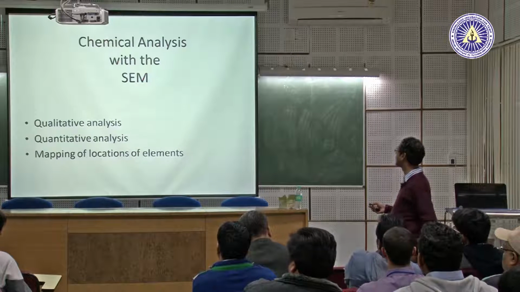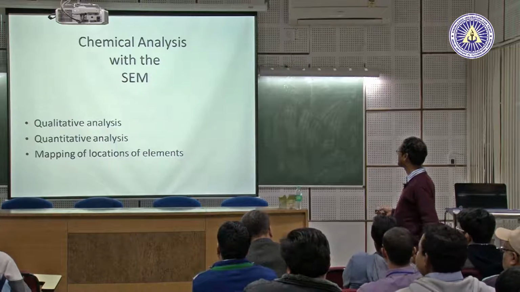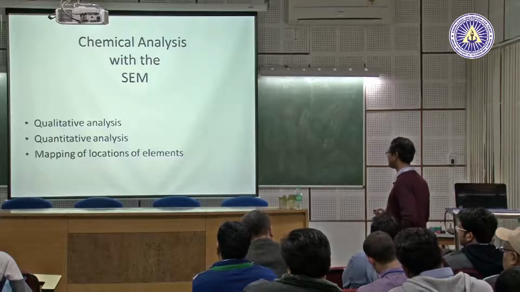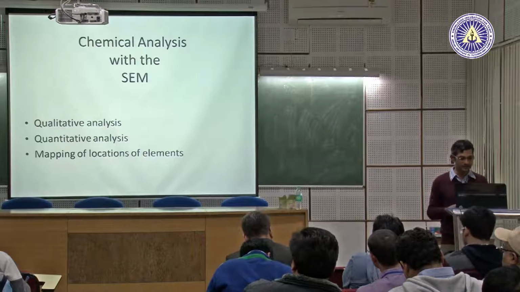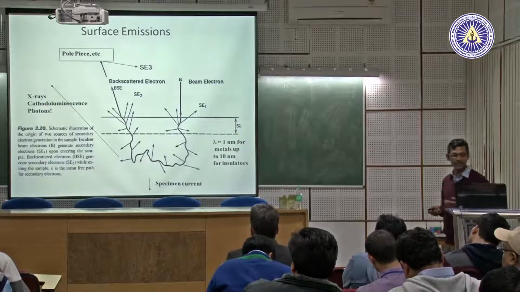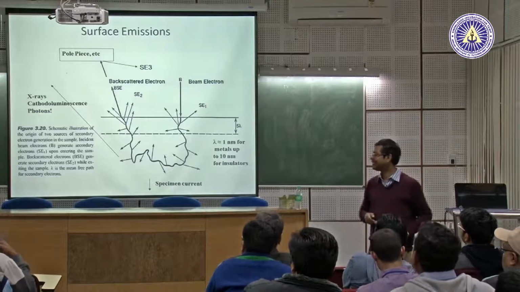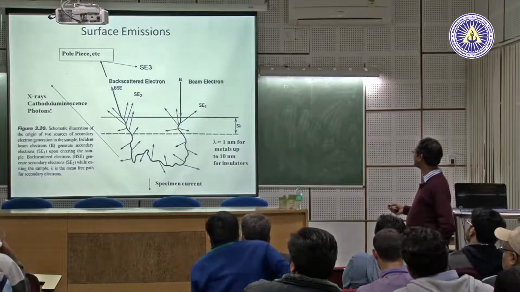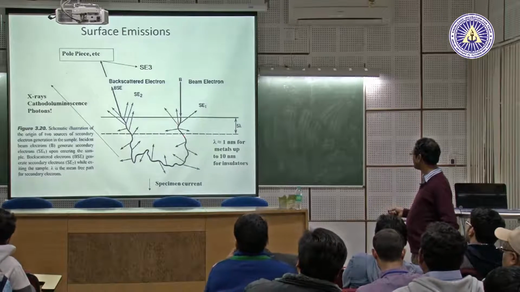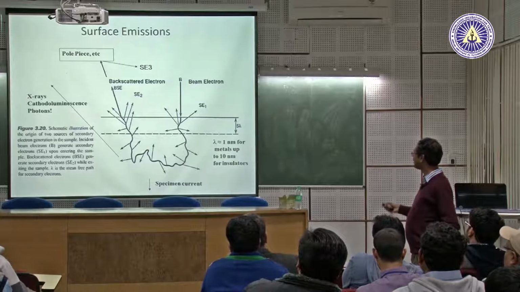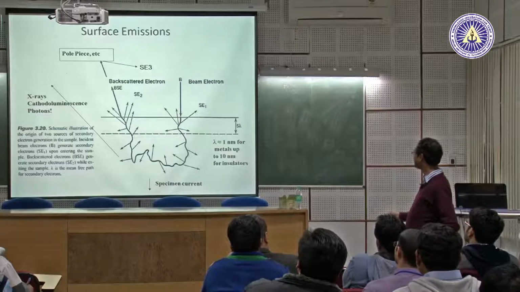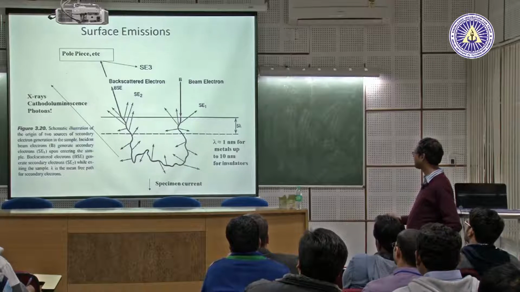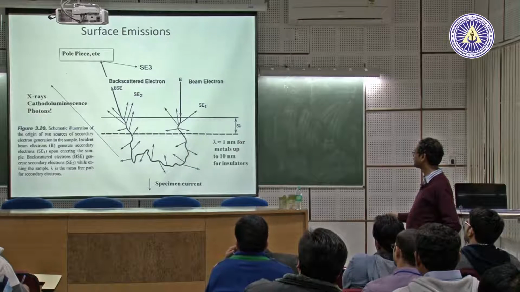Now let me come to the important topics on chemical analysis with SEM. You can do qualitative, quantitative, and also mapping. All the three things are possible. So what actually does it do? This is the actual electron path. If you have a bombarded electron, it will take a path like this, and backscattered electrons go out. It's not exactly from the point of impact, and these are the secondary electrons generated. And you can also have X-rays, cathodoluminescence.